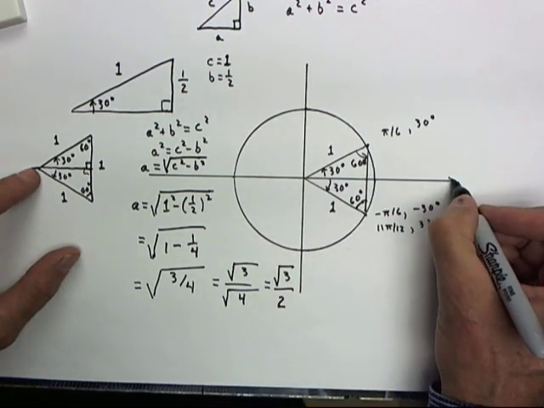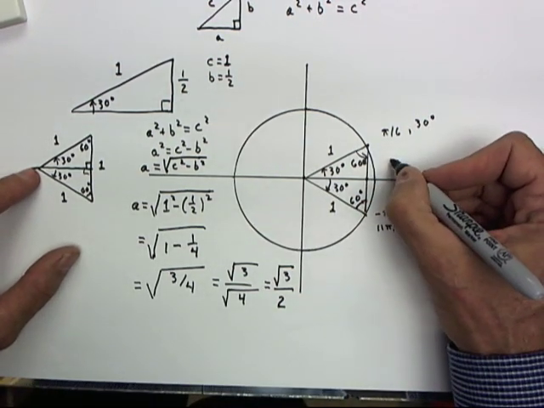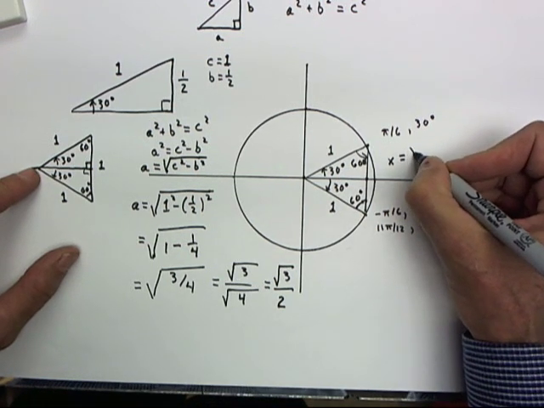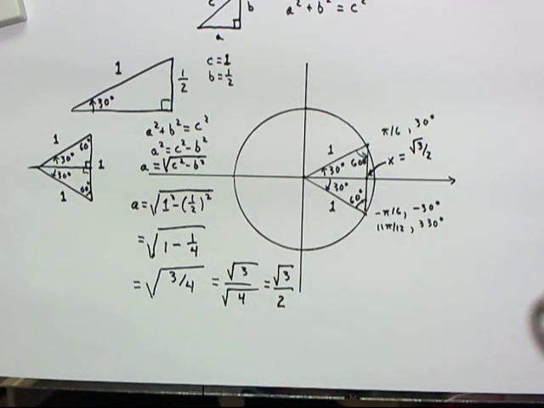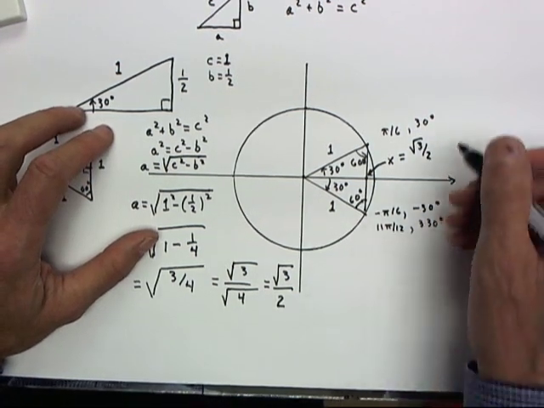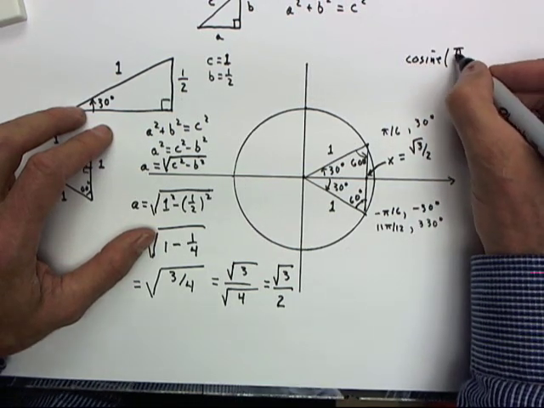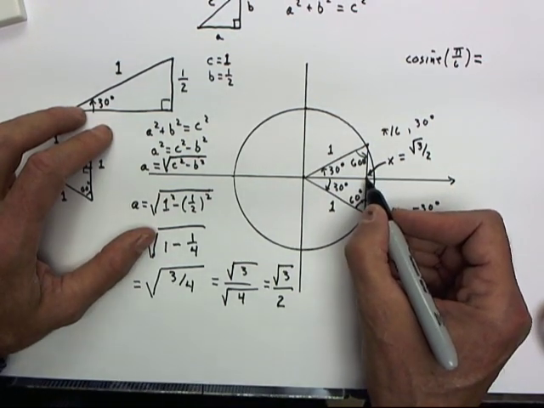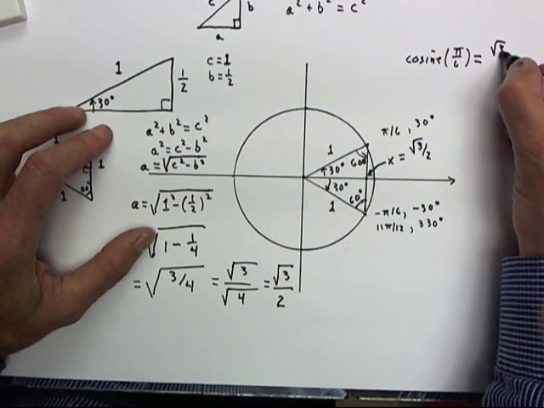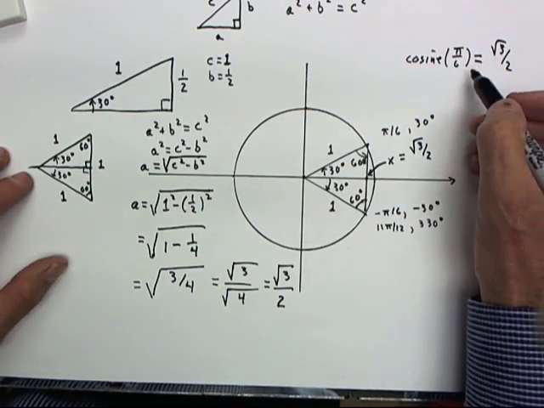Well, this is the 0 point of the x-axis, so the coordinate of this point must be at x equals square root of 3 over 2. That point right there is at x equals square root of 3 over 2, and since the cosine of pi over 6 is that x-coordinate, we conclude that the cosine of pi over 6 is the square root of 3 over 2. Now that's kind of a neat thing.